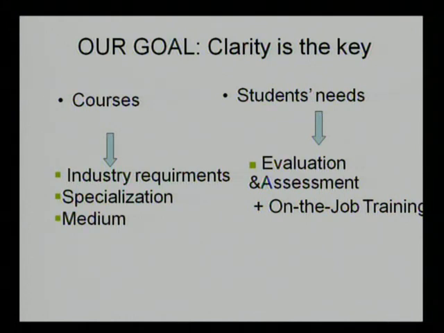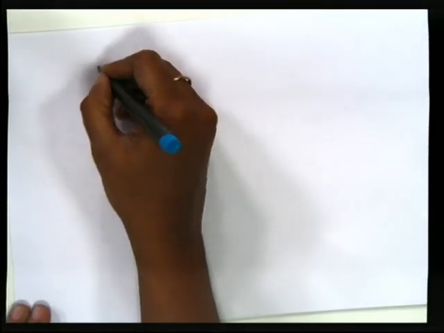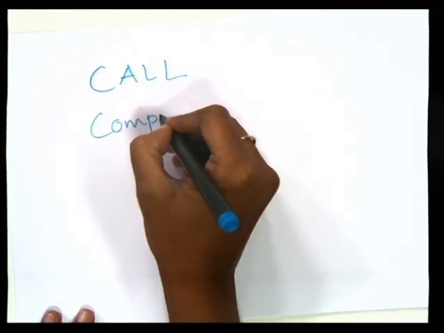You can see there are two things, courses and students' needs, and in that there are requirements. This is a general idea of what is required: industry requirements, specializations, medium. The other part, under the students' needs category, you can see evaluation and assessment or on-the-job training. These all compel you to take innovative methods, and especially how media contributes to methods of teaching. For example, if you just see the teletop, you will find CALL. CALL means computer assisted language learning.